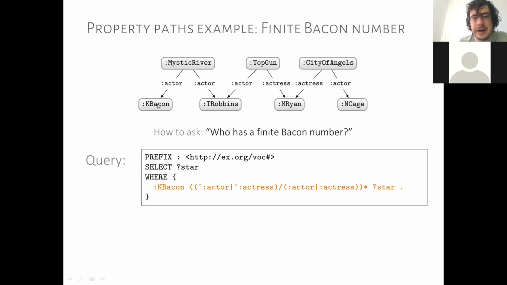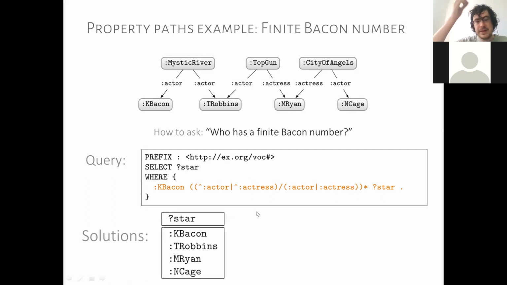So essentially one path would be from Kevin Bacon, we go backwards to the movie, and we go forwards again to Kevin Bacon, or we can go Kevin Bacon, back to the movie, forward to the actor, Tim Robbins, Kevin Bacon, Tim Robbins, Top Gun, Meg Ryan, and so forth, and Nicolas Cage as well. So we can do this reverse actor or actress, forward actor or actress, 0 or many times to find all of the people connected to Kevin Bacon recursively in the graph. And these are the solutions.